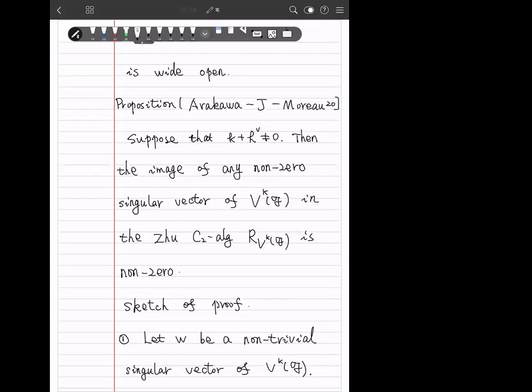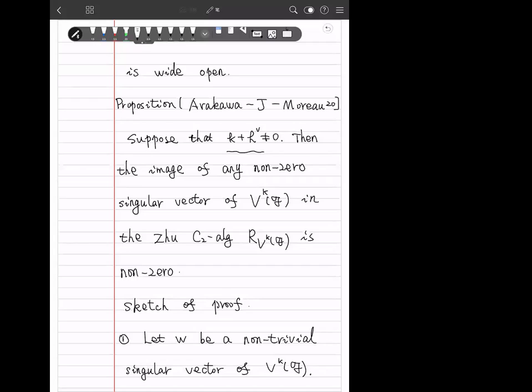Now suppose, because we already know the critical case, that we assume this is not the case. Then we prove that the image of any non-zero singular vector of VKG in the Zhu-C2 algebra is non-zero. This is the key step of our proof. Here I just give a sketch of the proof.